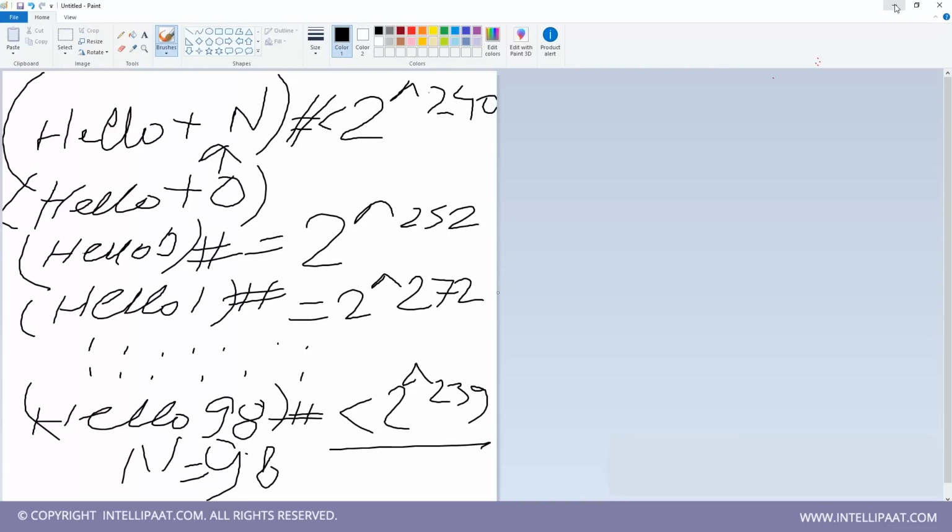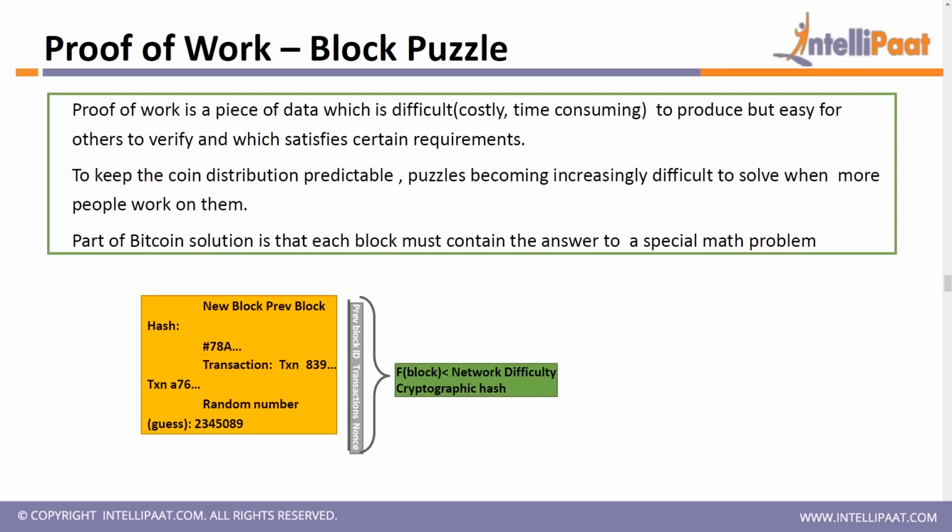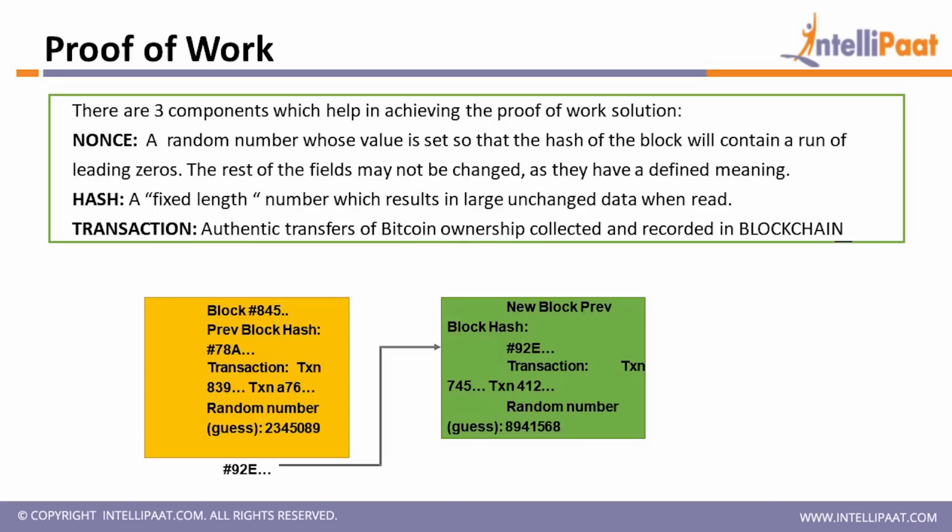There may be other, more complicated puzzles given to validators in order to solve the puzzle and become the winner. As we saw in the example, there are three components which help in achieving the proof of work solution. One was the nonce, the value that we had to guess to get the required solution. In technical terms, it is a random number whose value is set so that the hash of the block will contain a run of leading zeros; the rest of the fields may not be changed as they have a defined meaning.